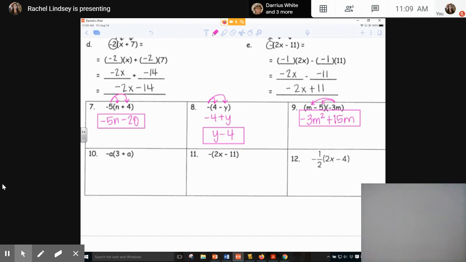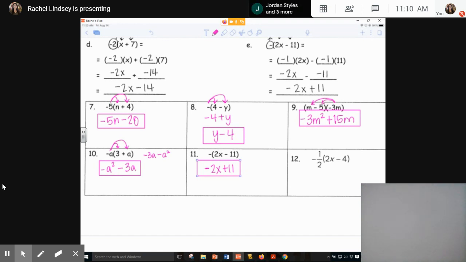Okay. So looking at number 10, what y'all get? Negative a squared minus 3a. So if you got negative 3a minus a squared, just make sure you put it in standard form, which is negative a squared minus 3a. Okay, number 11, you're distributing that negative. So what's my answer going to be? Negative 2x plus 11.